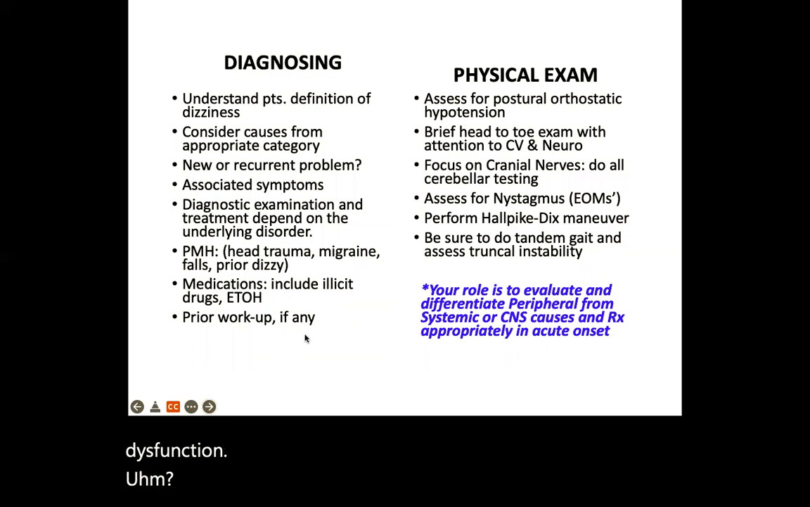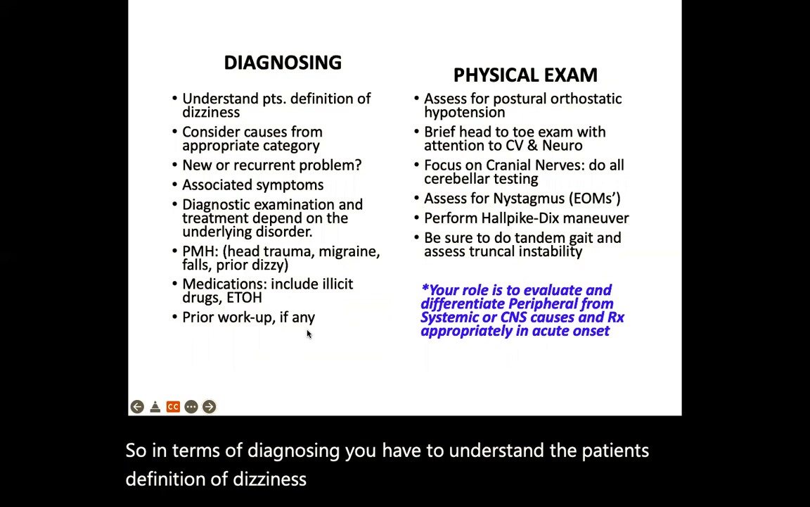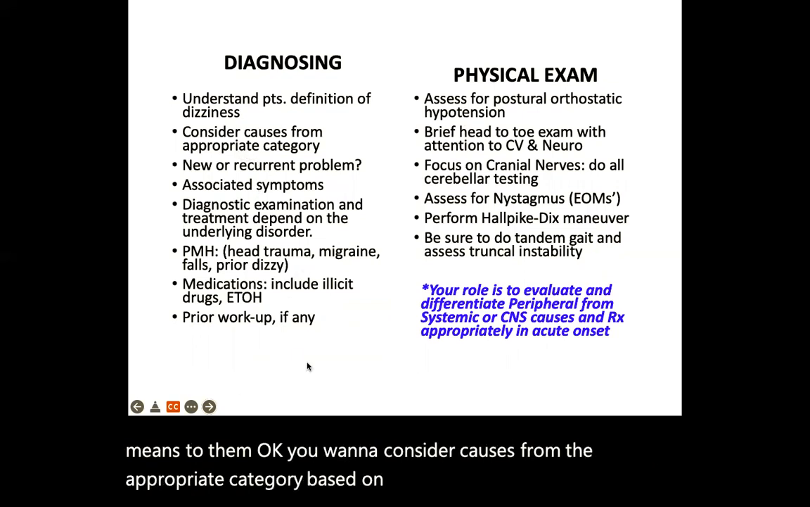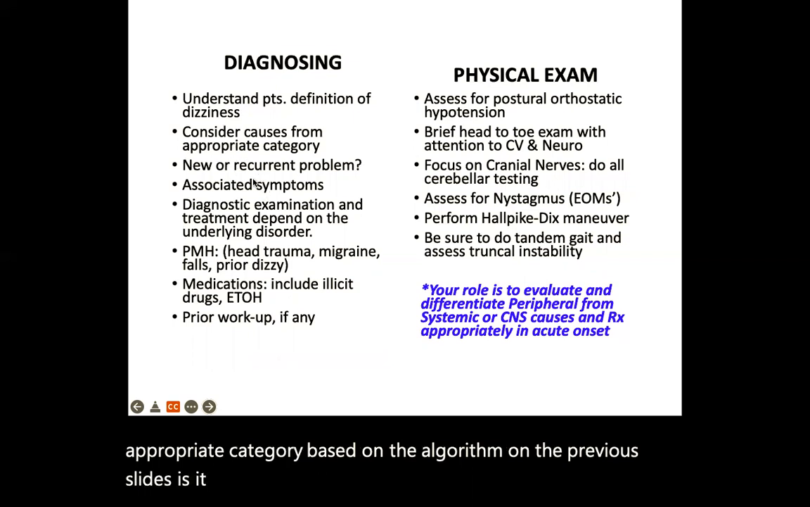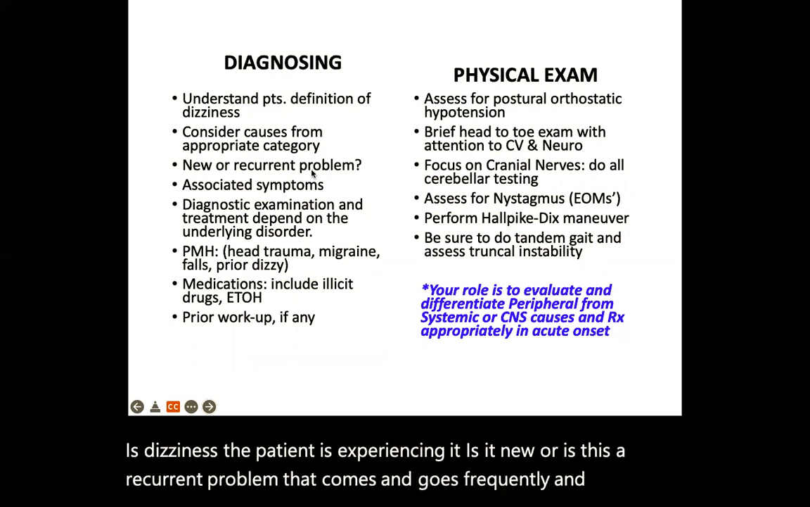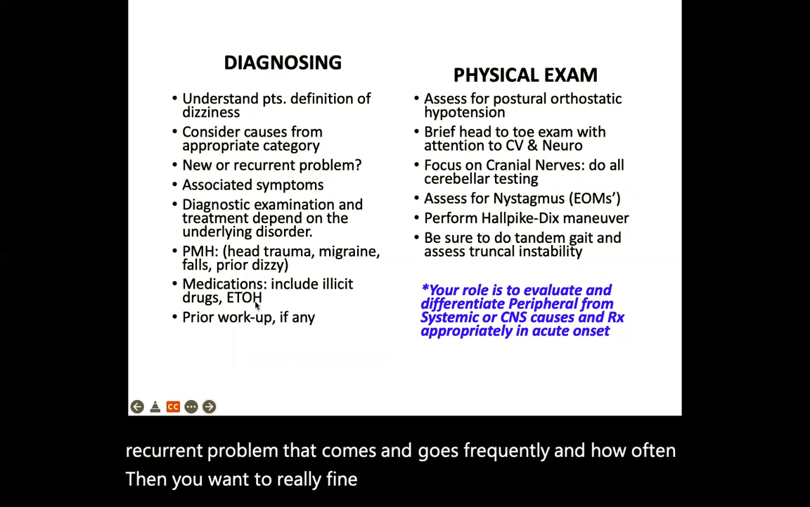So in terms of diagnosing, you have to understand the patient's definition of dizziness. Really make sure they clarify what dizzy means to them. You want to consider causes from the appropriate category based on the algorithm on the previous slides. Is this dizziness new, or is this a recurrent problem that comes and goes frequently, and how often? Then you want to really fine tune how often, what are precipitating factors, that kind of thing.